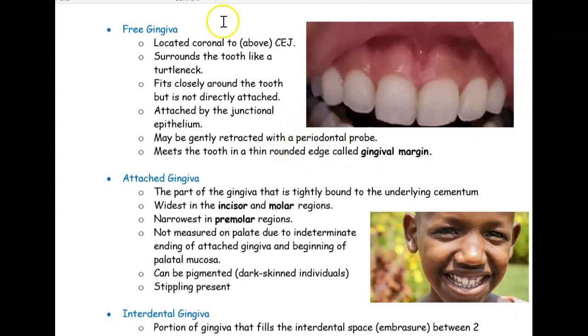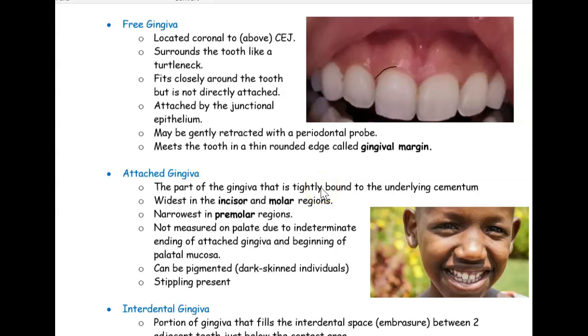Okay, so let's look at the free gingiva here. As we said, if I draw this line over here, this is your free gingiva, the pink over here. And again, it's located coronal or above the CEJ. So really what that means is your CEJ might be right over here, and your gum is located coronal or above the CEJ.